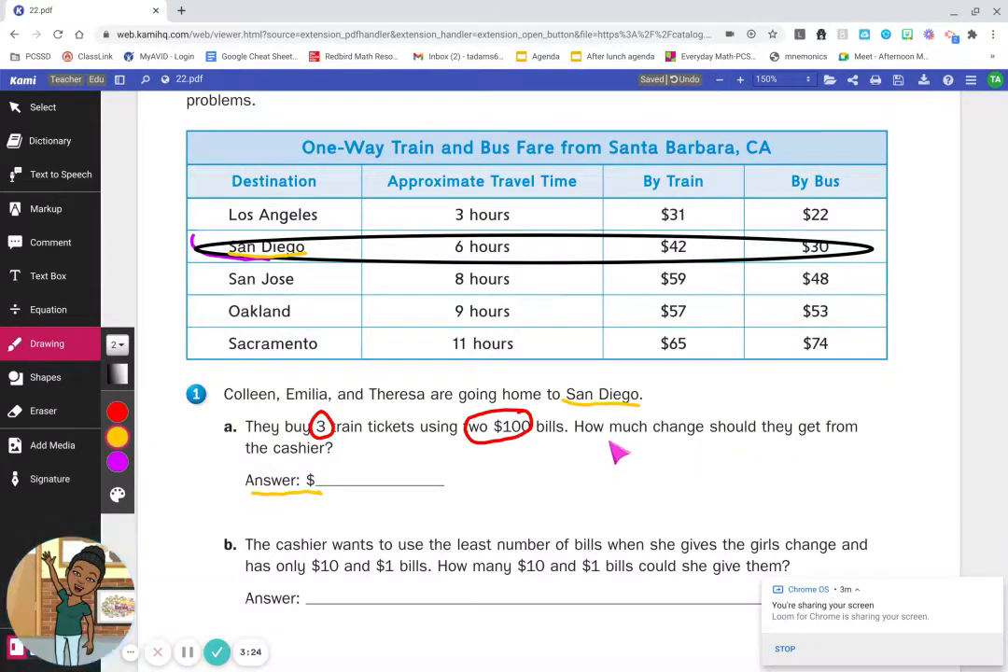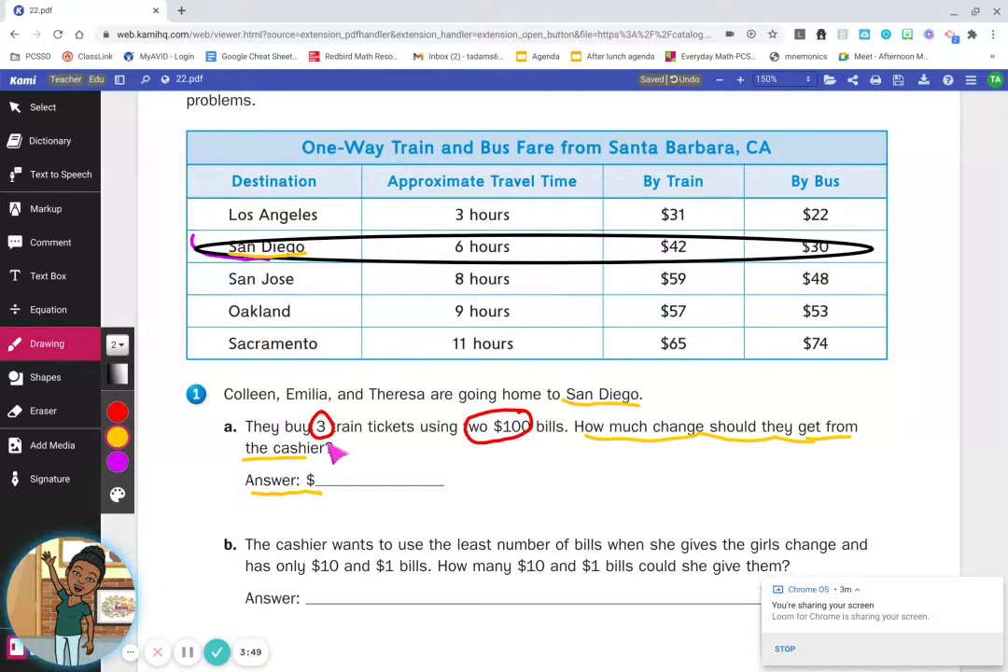What am I trying to answer? How much change should they get from the cashier? That's what we're trying to solve. Let's think about this. Let's solve this a small piece at a time, partially.